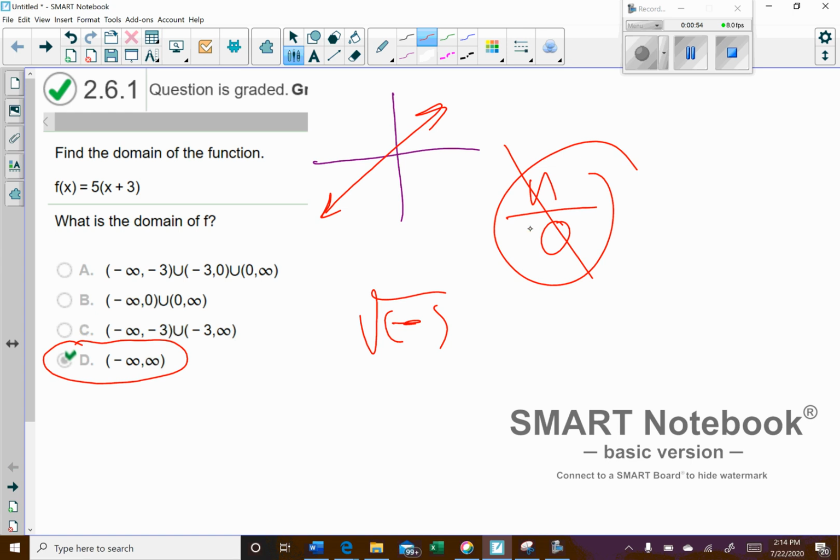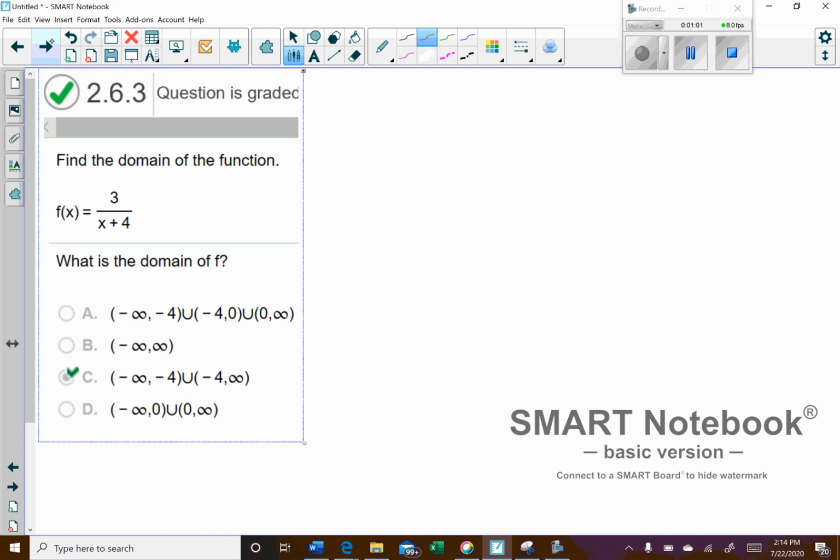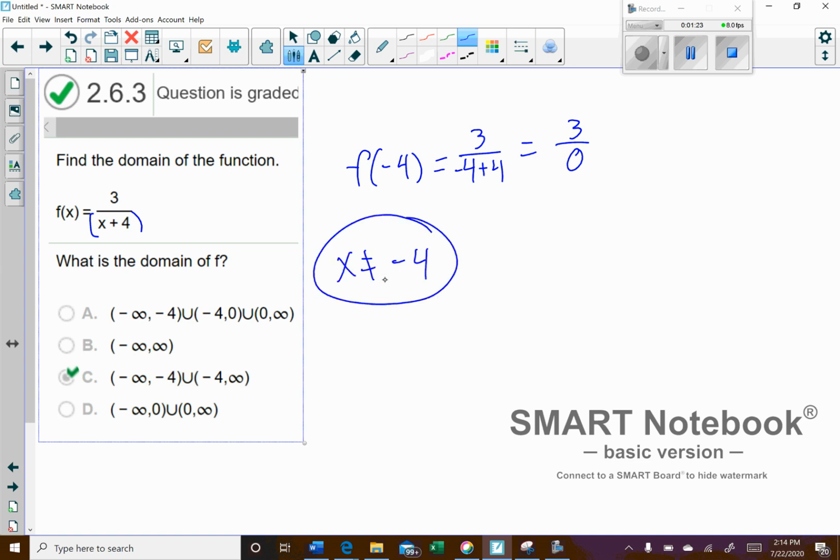So basically there is no fraction and there is no square root, so there's really nothing excluded. Okay, now on this next one, we do have a fraction. So basically we can't divide by zero. If you were to plug in f of negative 4, what would happen is you'd get 3 divided by negative 4 plus 4. So you'd have 3 divided by 0, which is undefined. So that's why negative 4 is not included. So we don't want to include that.